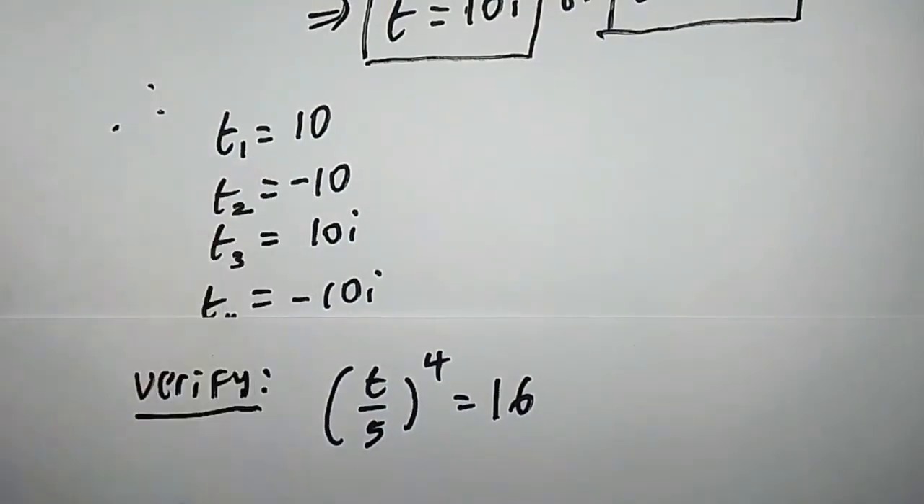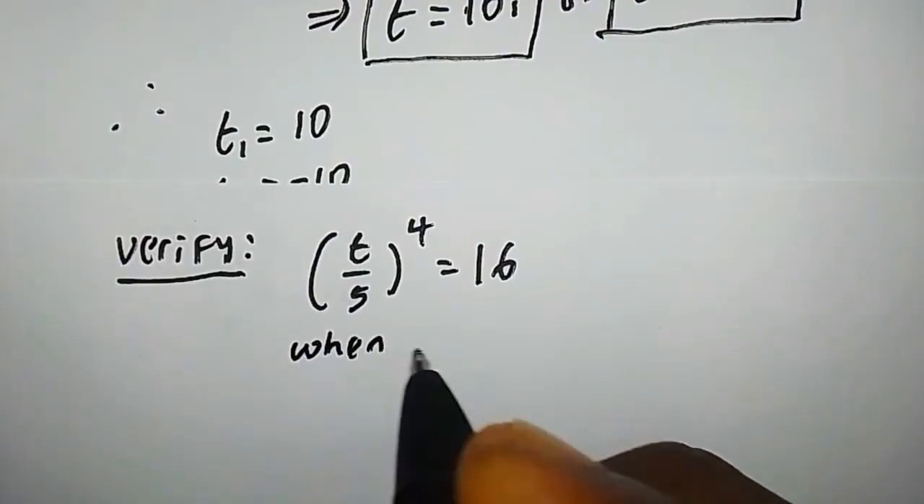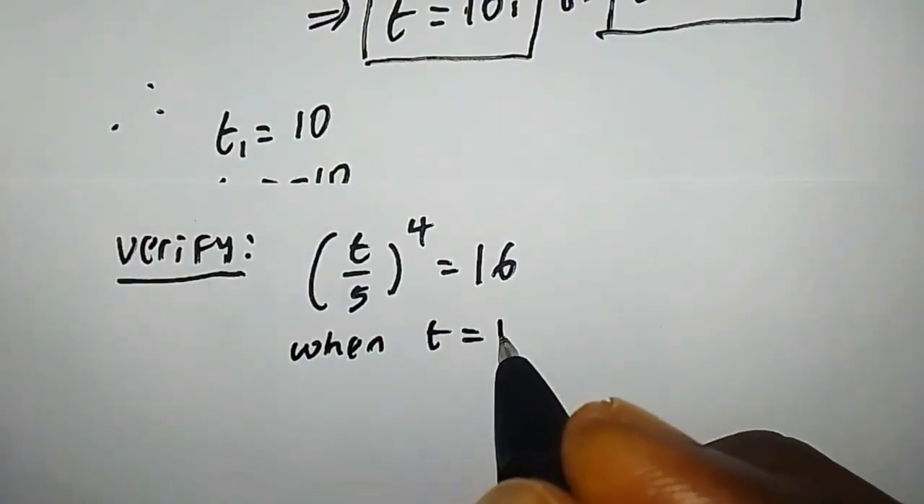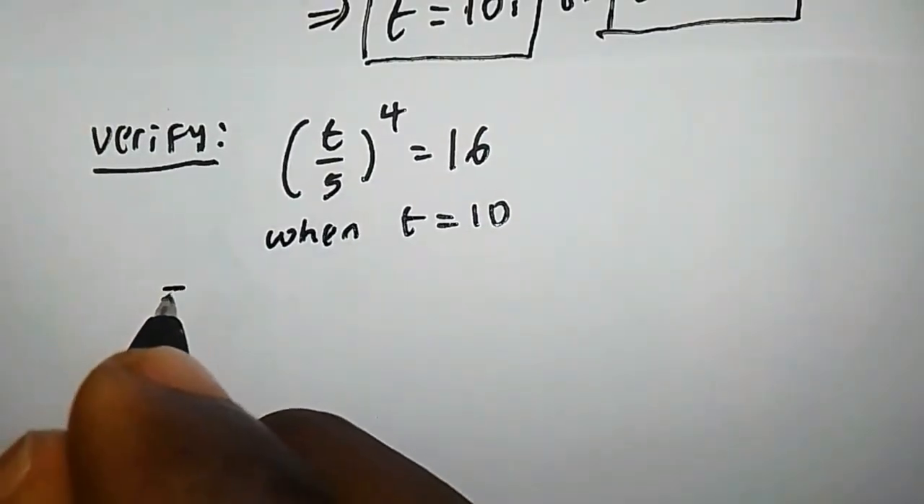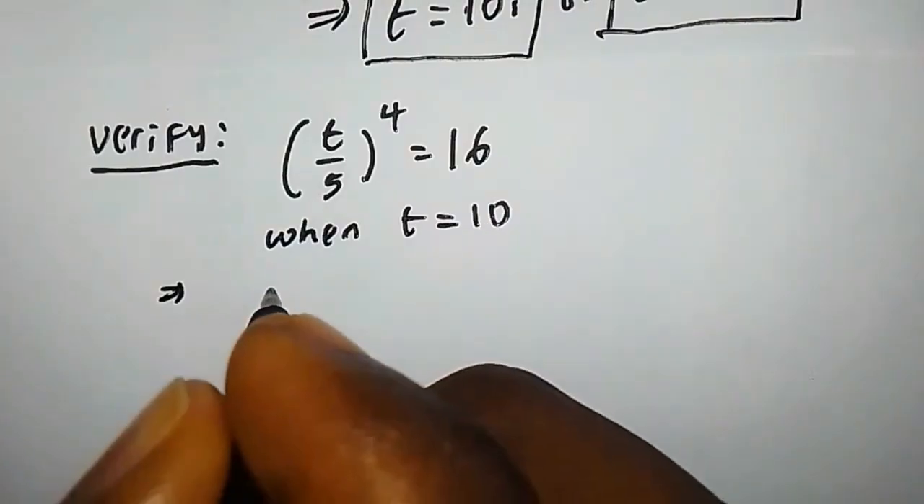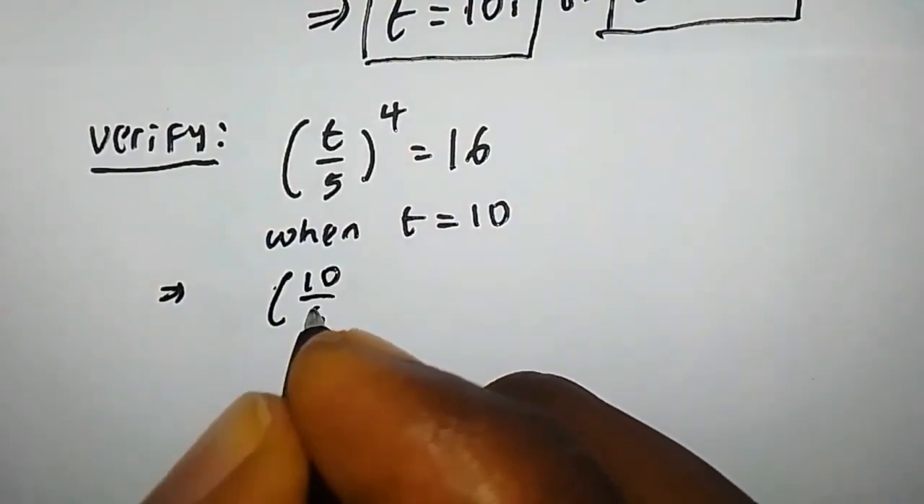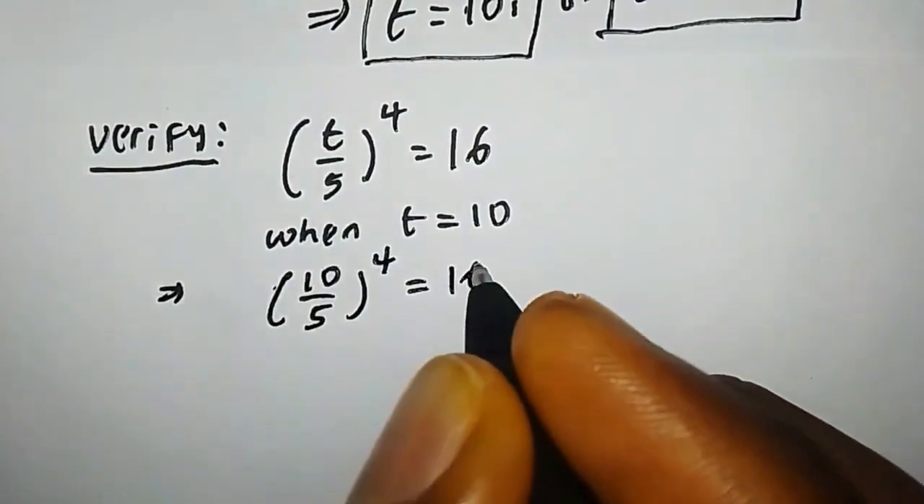When t is equal to 10, let us confirm if this answer is correct. This means that in place of t, we write what? We write 10. So that will be (10/5)^4 equal to 16.